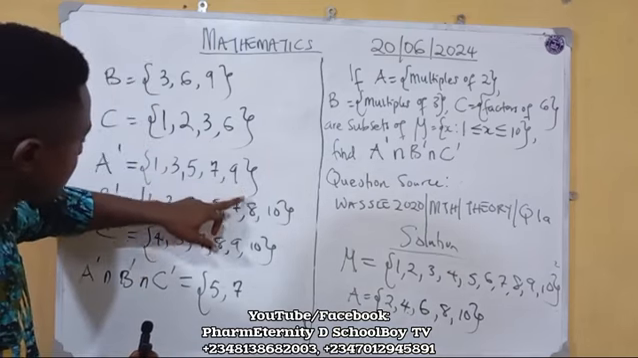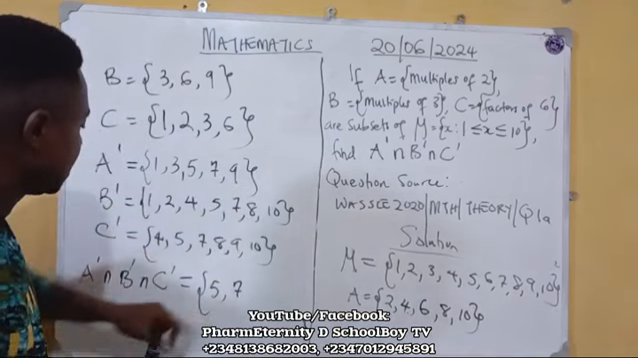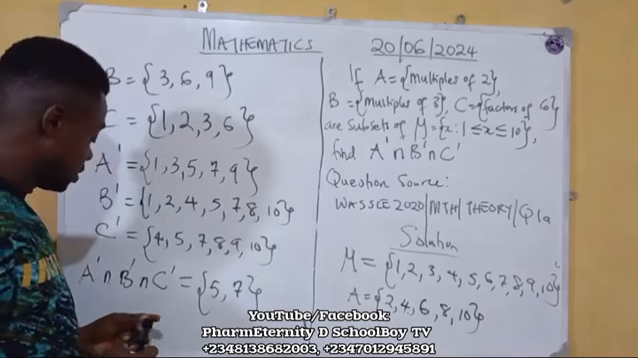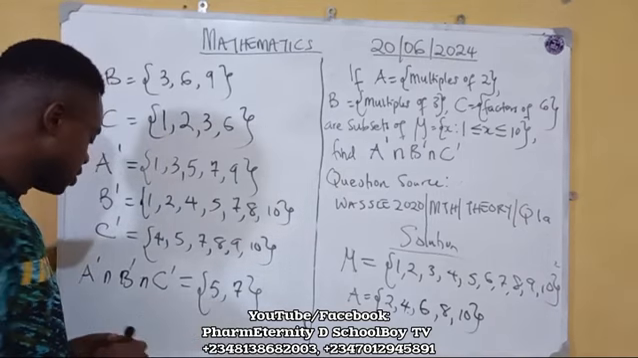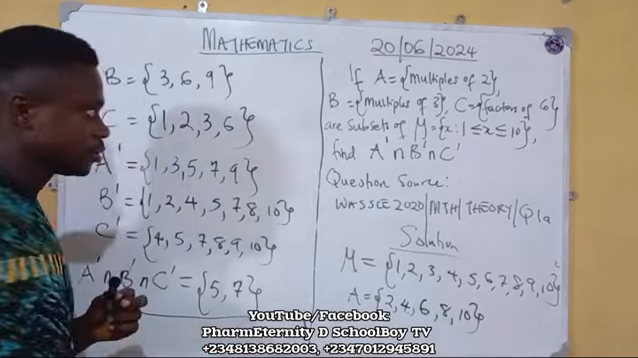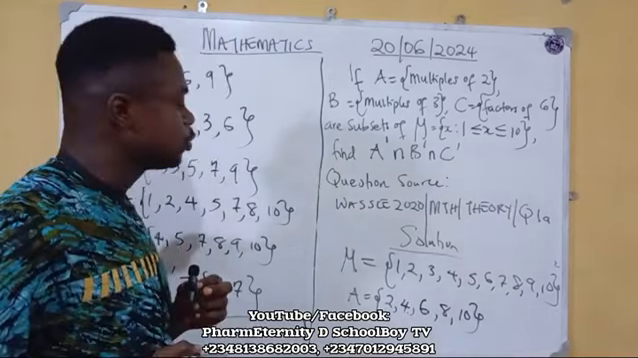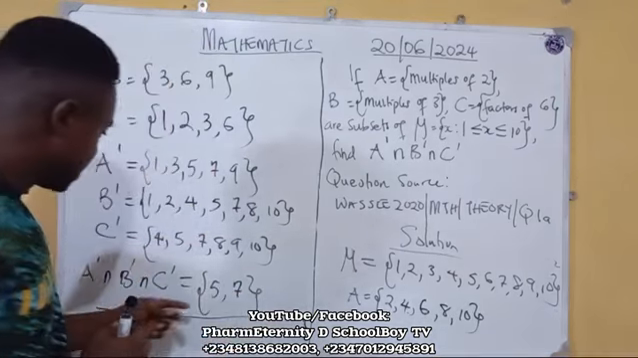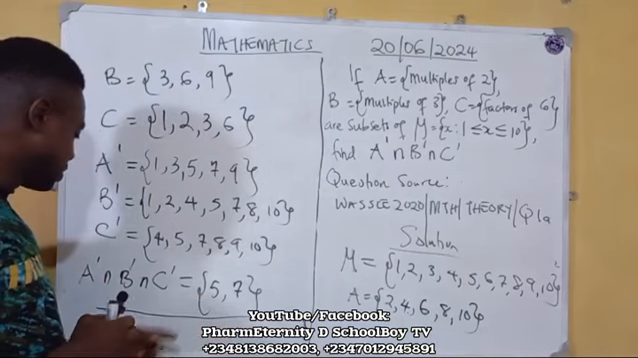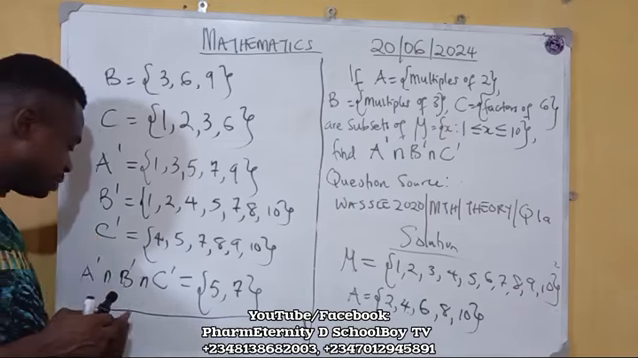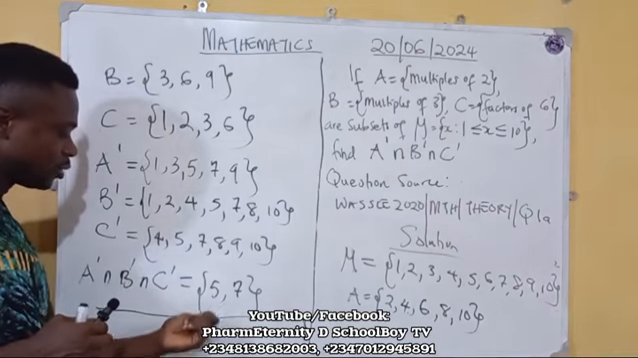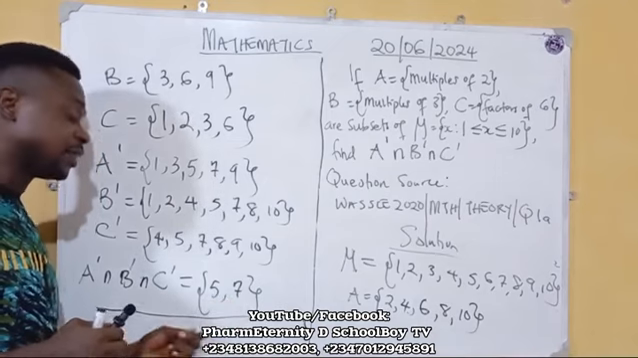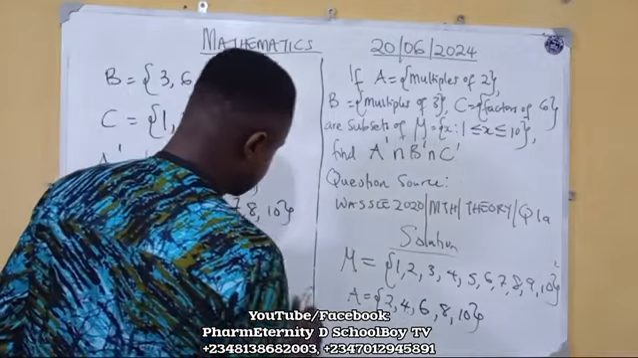There's 9 here. No 9 here. So what the three of them have in common are 5 and 7. So this is the answer to this question. The answer to our WAEC 2020 mathematics theory question 1A is 5 and 7. A prime intersect B prime intersect C prime is equal to a set of what? 5 and 7. A set that contains only 5 and 7. So this is the answer to the question.